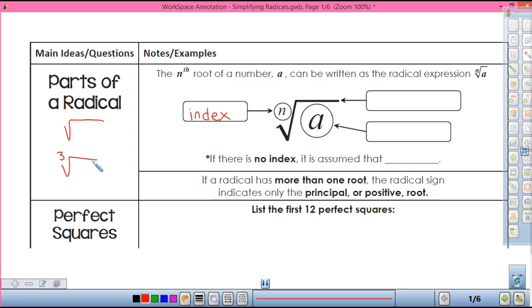If there's not a number out in front right here, we are going to assume that it's a 2. Because if there's not one out there, what do we call this? Square root, right? And if I square a number, it's what exponent? 2, yeah. So that's an imaginary 2 out there. This symbol is called the radical. And the number that's underneath it is called the radicand.